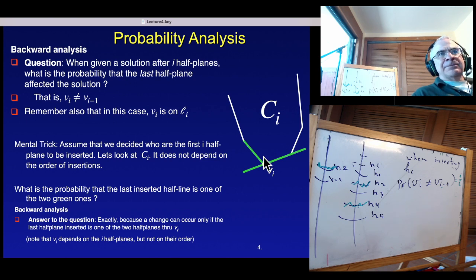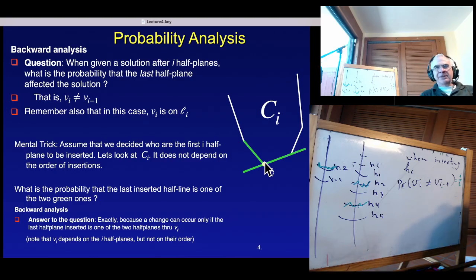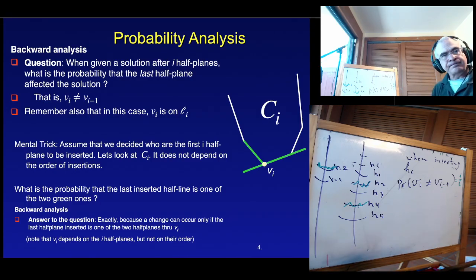Two are special, but the permutation doesn't care whether you are special or not. The permutation just says one of them will be the last one to be added, or, when I'm switching time to move backward, one of them will be the first one to be removed. What's the probability that the one that I removed actually contains Vi on its boundary? And the answer is, of course, it's not 1 over I.